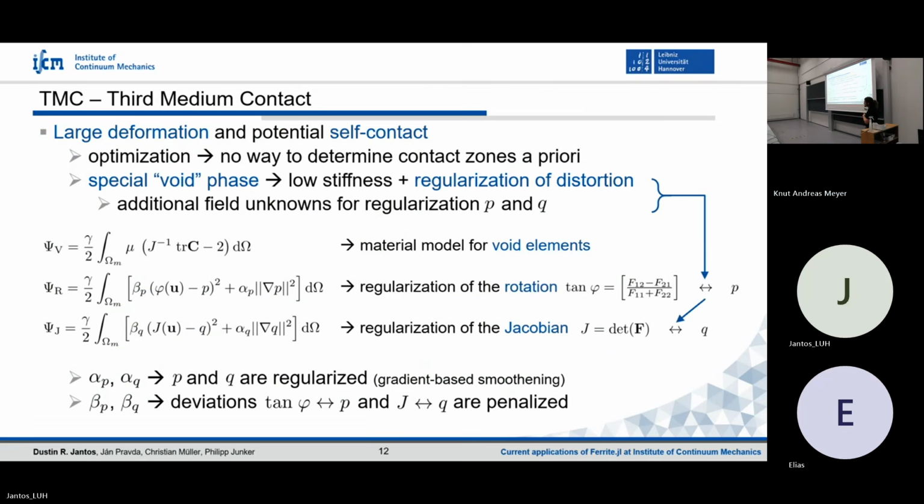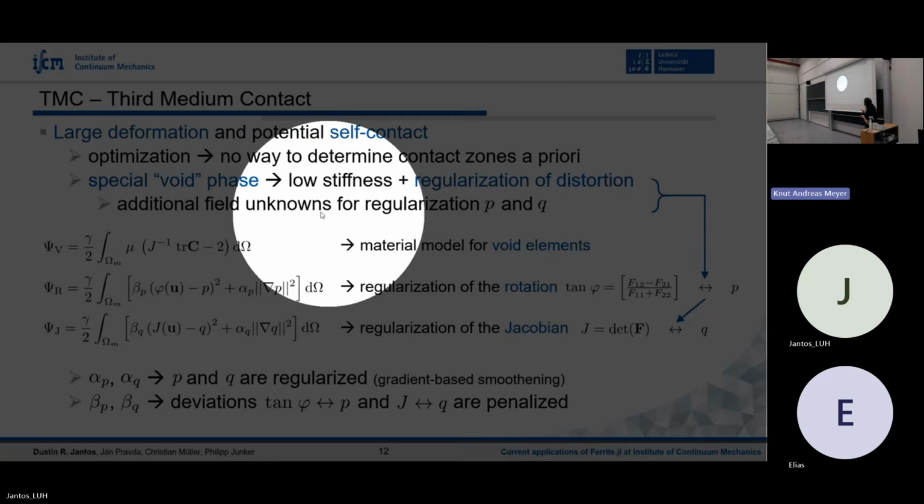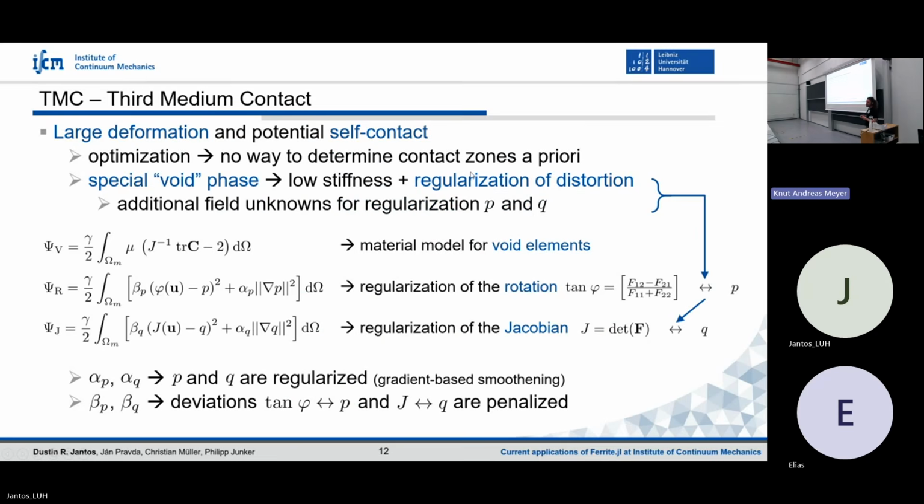Okay, so much for the porosity. Now for the third medium, contact. We had the contact problem before, but the big problem with optimization is we cannot define the contact zones because we don't know where they are. We have a design space. We don't know in the truss work whether the contact zone is here or lower. It depends on the optimization problem. So we have to come up with a different idea.